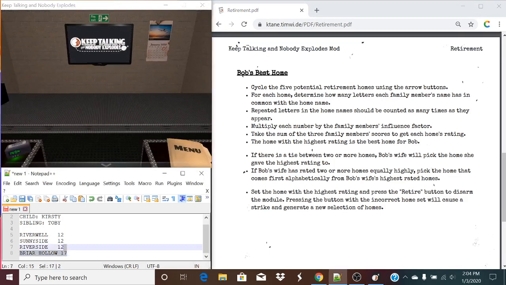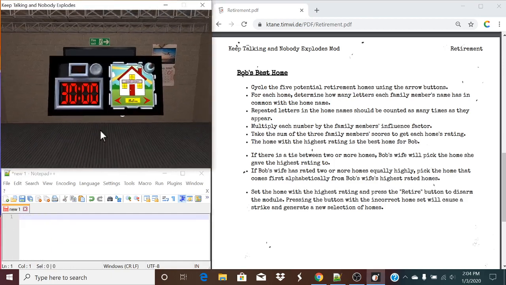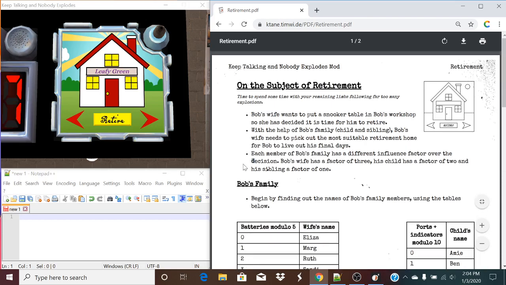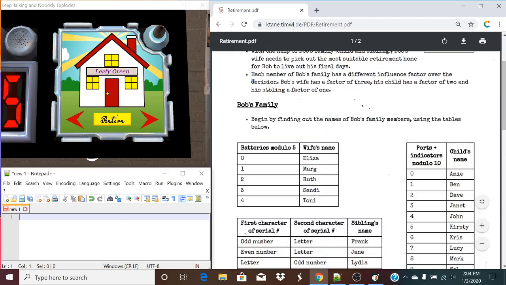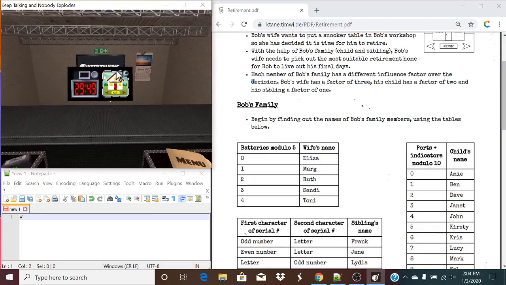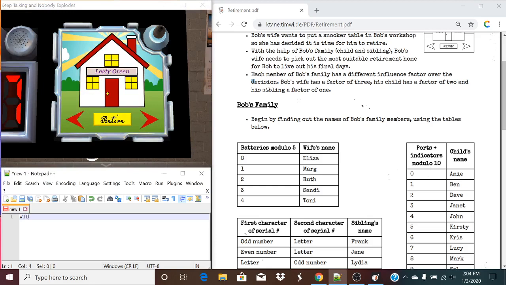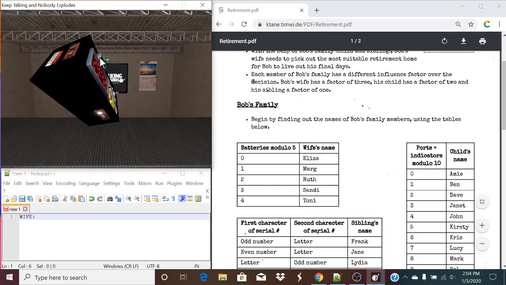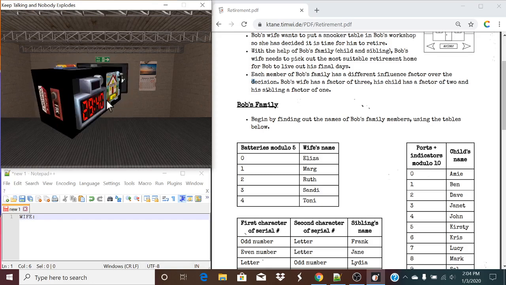Let's take a look at one more example, as this is a little bit of a tedious module, but you can eliminate a couple of options here. So let's find out who our wife is. After I turn this radio off. So our wife is going to be the battery count 2. It happens to be Ruth again.